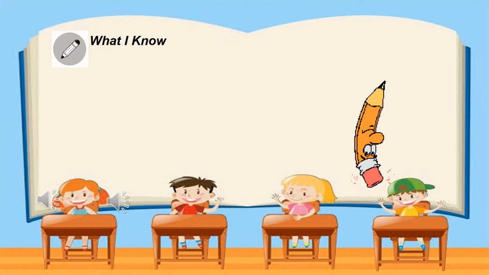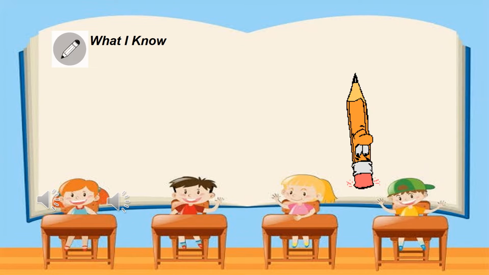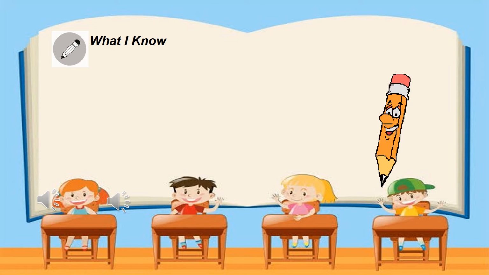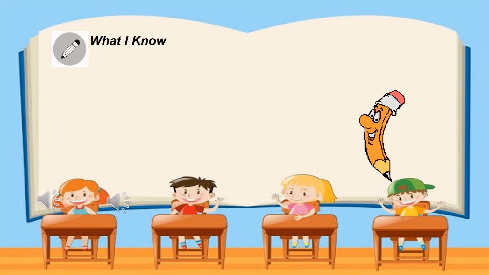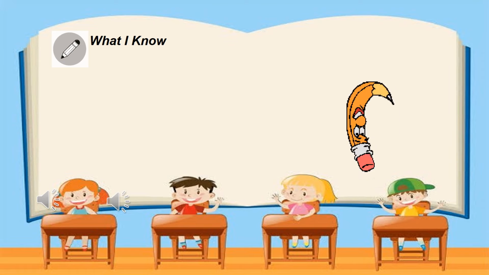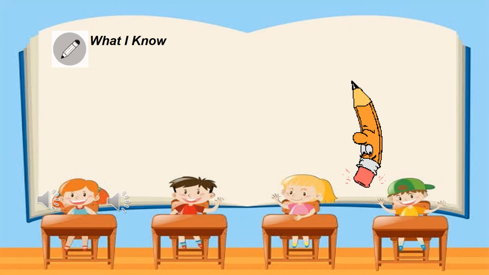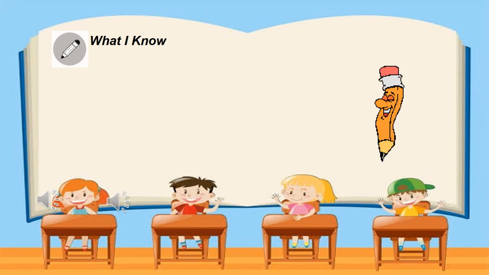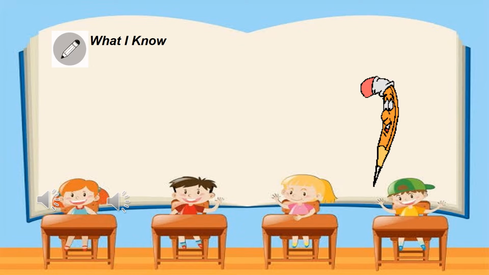Now, number 1A. I am looking through a telescope. What is the correct answer? Very good. The correct answer is the first I. Now, letter B. I peep with my right eye. What is the answer? Very good. The answer is the second I.